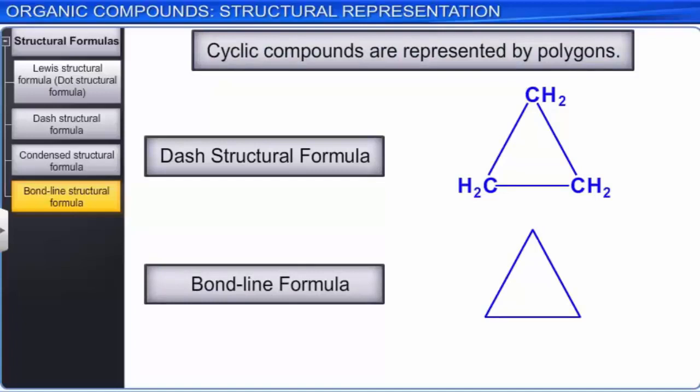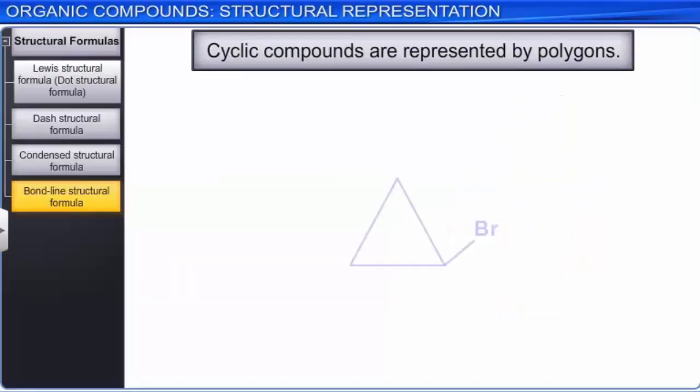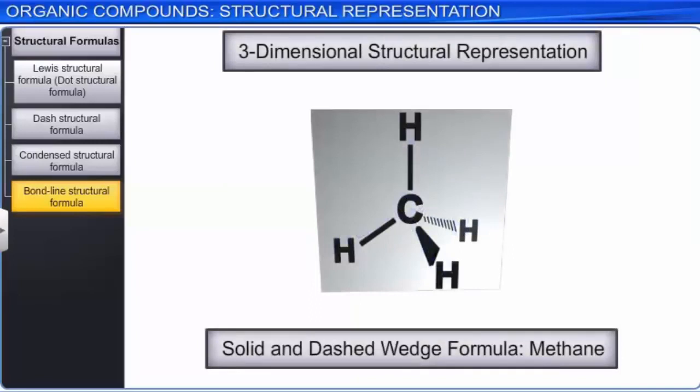In a polygon, the corners represent a carbon atom and the sides represent a carbon-carbon bond. Symbols of atoms other than carbon and hydrogen are shown on the structure. Organic molecules can be represented by using the solid and dashed wedge formula. This is a 3-dimensional structural representation of an organic compound.